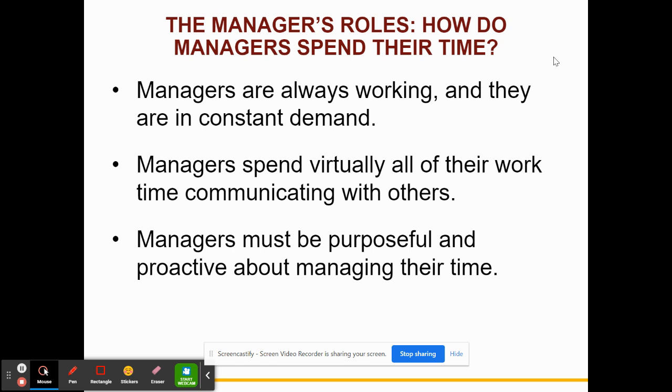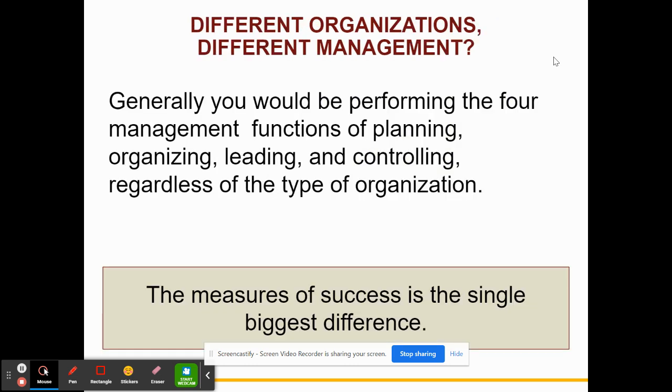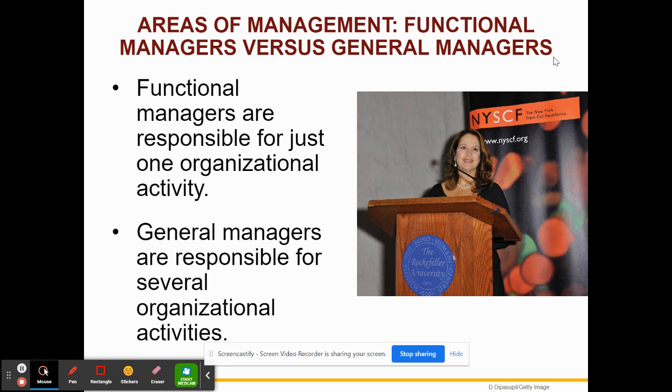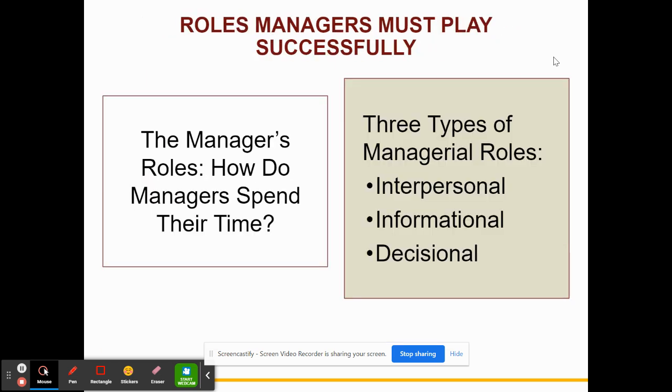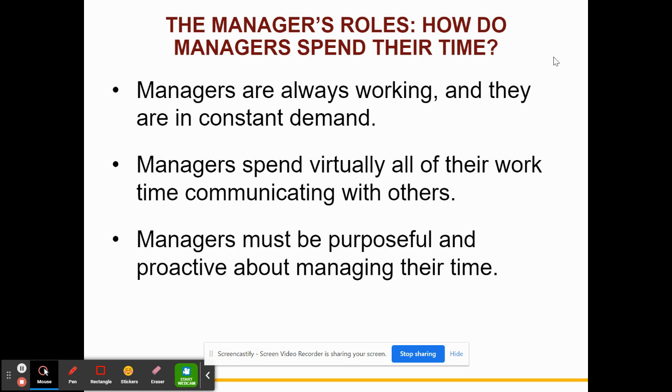When we think about this, we can go back a little bit to functional managers versus general managers. And we can put this in teaching terms too. A functional manager might be a teacher. Let's use me as an example. I'm a functional manager in that I am in charge of the business classes, whereas a general manager might be the principal, Mr. Marburger, as the principal.